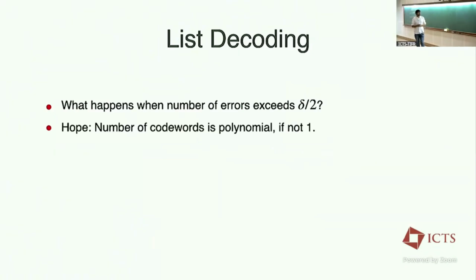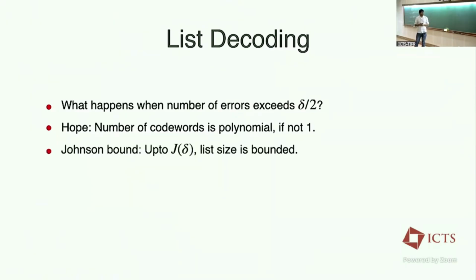And beyond delta over 2, first of all, we need to have at least 2 code words in the list now. But maybe the hope is that the number of code words is polynomial, if not 1. Then at least we can hope for a polynomial time algorithm. If the list is exponential size, then it's kind of hopeless. The hope does come true.